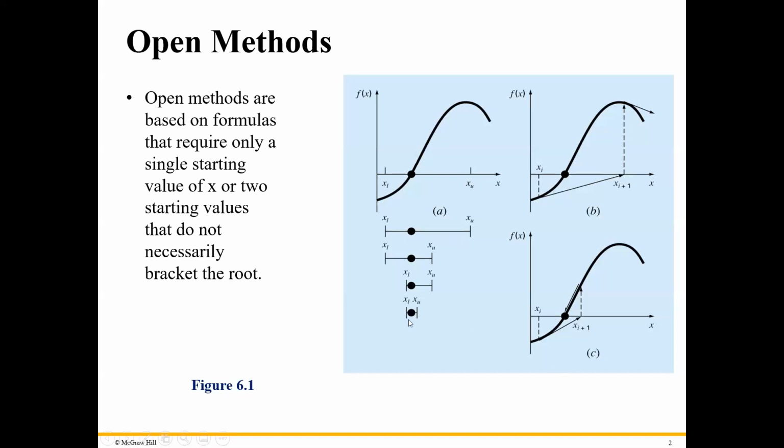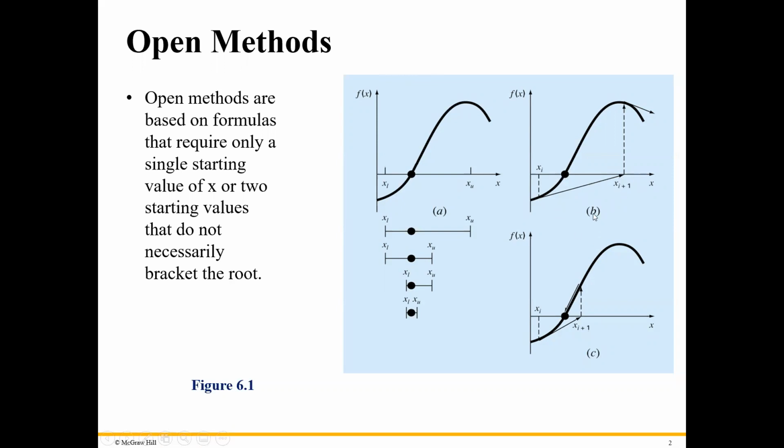In all iterations, the root remains inside the bracket, inside these lower and upper limits. However, in the open method, it is not necessary that you bracket the root. In the open method, you start from a value xi, and then you move to the next value, xi plus 1, which may be closer to or farther away from the root of the equation.